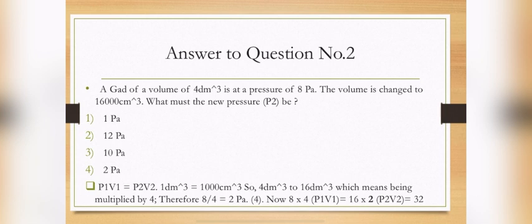Here is the base form of the question. Choice number 1, 1 pascal. Choice number 2, 12 pascals. Choice number 3, 10 pascals. And choice number 4, the last choice, 2 pascals.